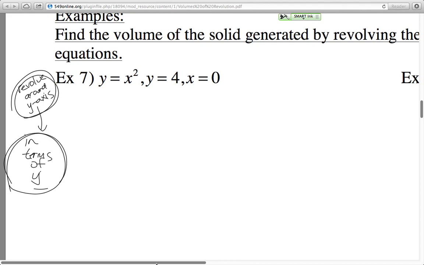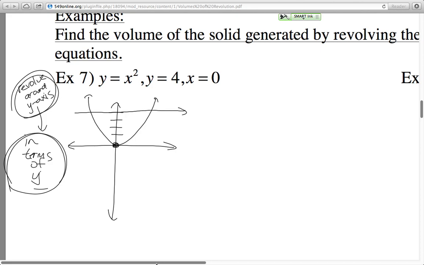So I can get the equations in terms of y. Now, I wouldn't do it yet. Go ahead and graph it the way it is. How many of you are better at graphing when it's set equal to y? I am too. So let's graph it right now. What is this? Simple. It's a parabola. What's y equals 4? Horizontal line. X equals 0.